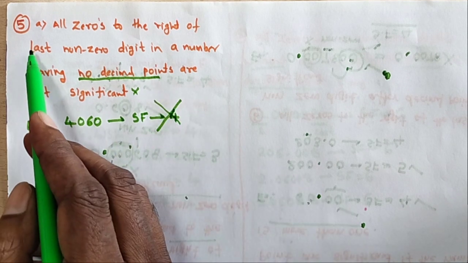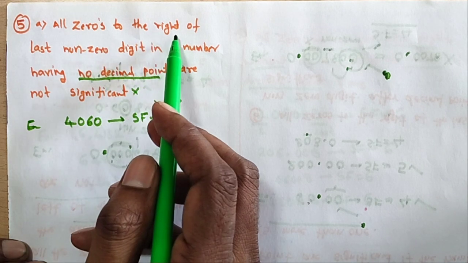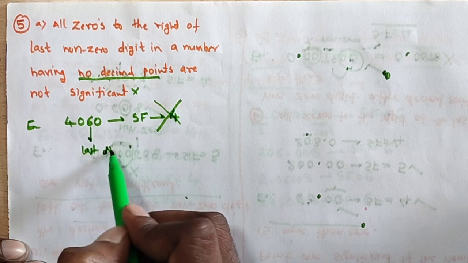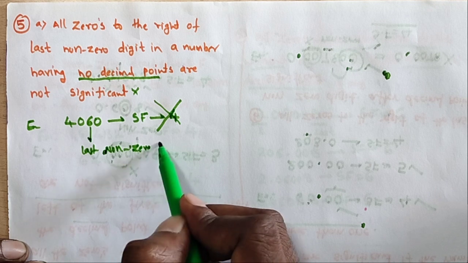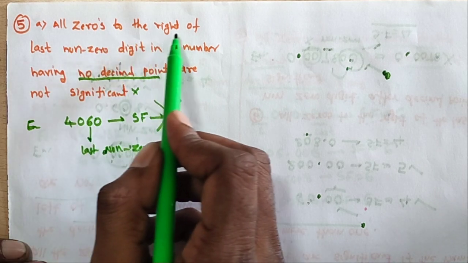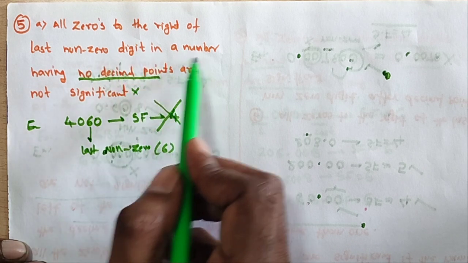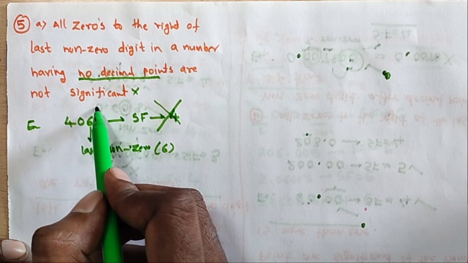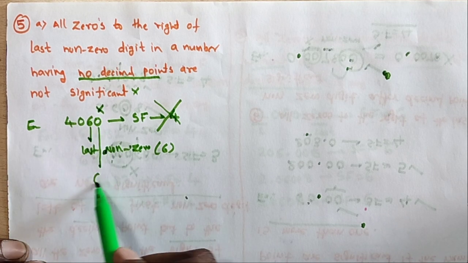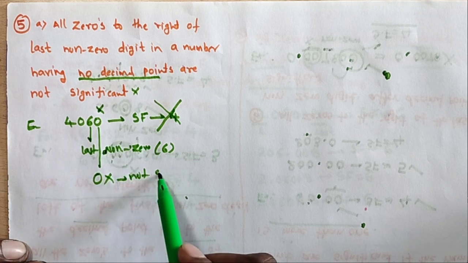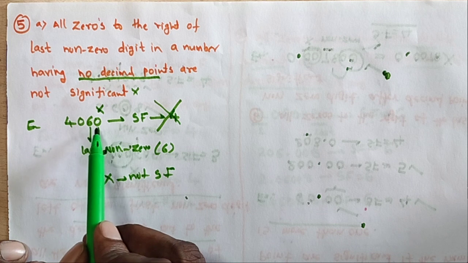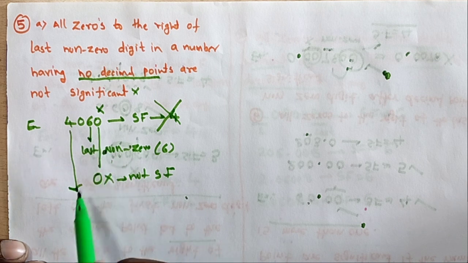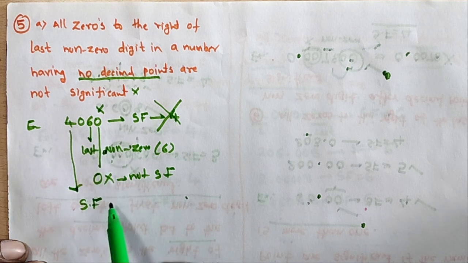According to the rules of the fifth one, all zeros to the right of the last non-zero. This is a non-zero, the last non-zero. What is the last non-zero? 6. All zeros to the right of the last non-zero digit in a number, no decimal point. Is it a decimal point number? No. So this 0 is not a significant figure. So now 4060, what is the significant number? The significant figure is equal to 3.